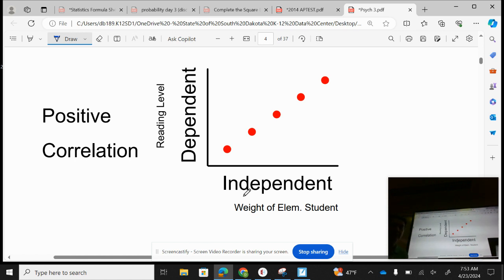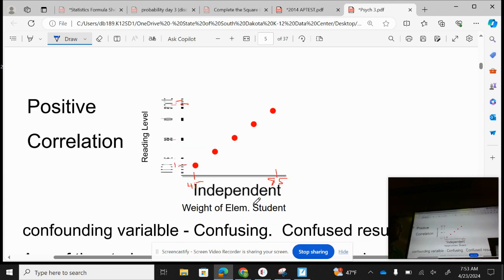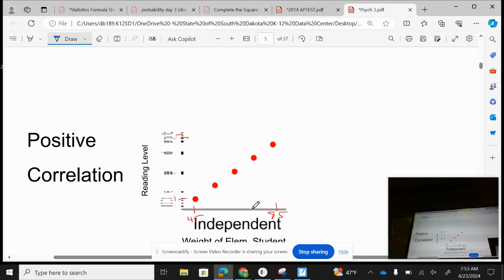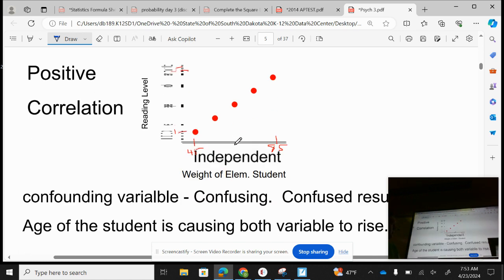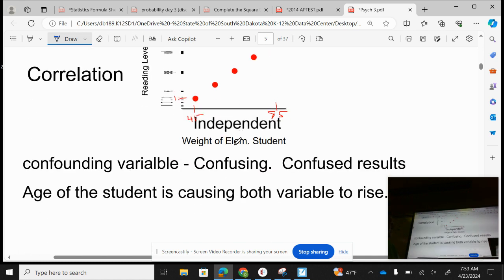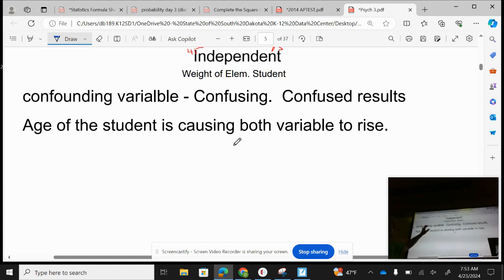If you were to graph this, you would find a positive relationship. So I know there's shock and awe going on in the class, but this is one I always use because it introduces the concept of a confounding variable. And I don't know what happened to my numbers over here, but they got kind of weird in the print. But a confounding variable, the word confounding means confusing. There's a confused result in here, and that's because the age of the student is actually causing both variables to rise.